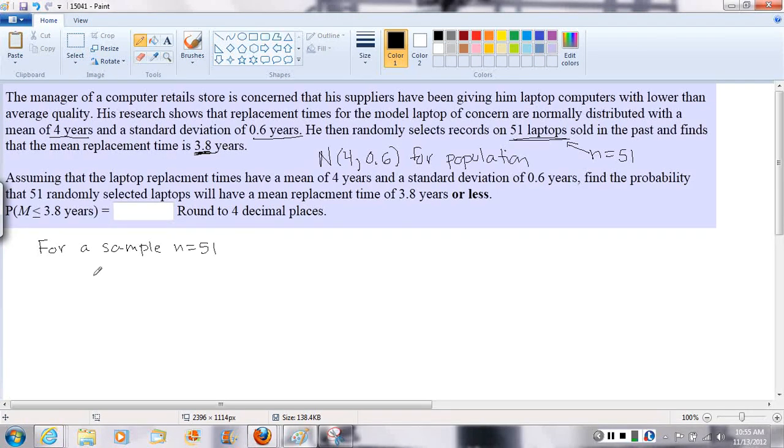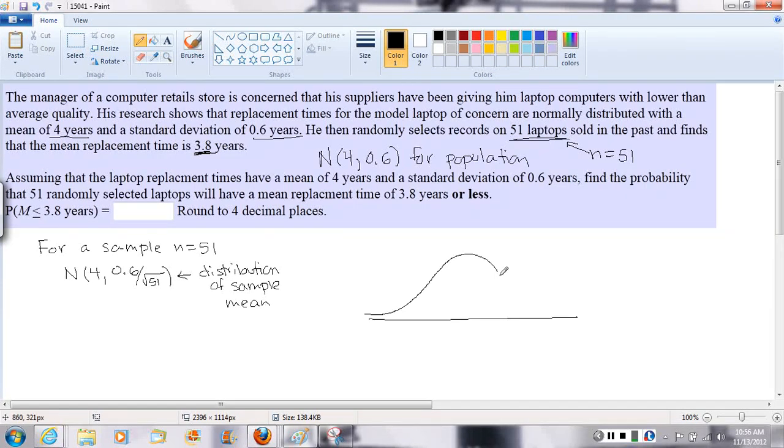So for a sample of 51 laptops, the distribution of the sample mean is going to be normal with mean 4, standard deviation 0.6 divided by the square root of 51. So that's the distribution of the sample mean. Let's draw a sketch of that. So we'll draw a horizontal axis and then our beautiful bell-shaped normal curve above it, and keep in mind that bell-shaped curve is the 4, 0.6 over square root of 51.